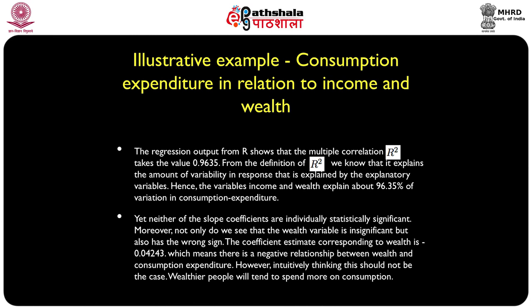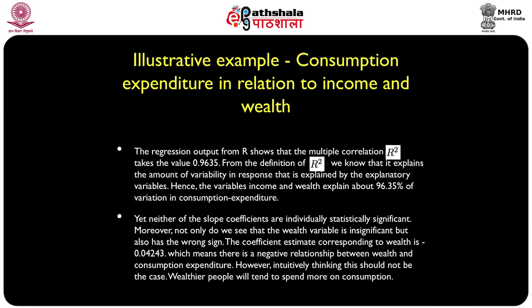The regression output from R using the consumption, expenditure, and income dataset shows that the multiple correlation coefficient R square takes the value 0.9635. From the definition of R square, we know that it explains the amount of variability in response that is explained by the explanatory variables. Hence, the variables income and wealth explain about 96.35% of variation in consumption expenditure.